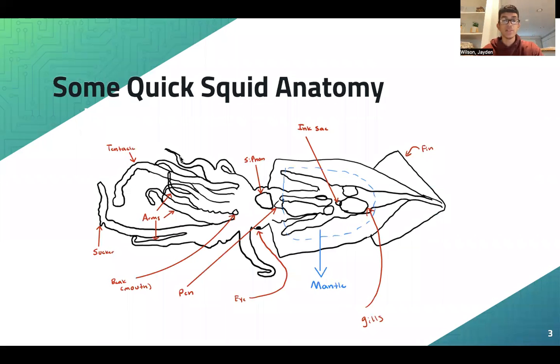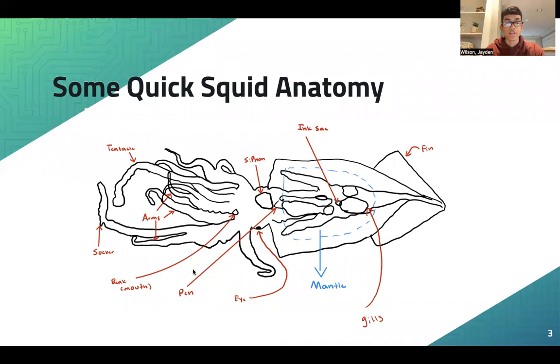So some quick anatomy. This is a horrible drawing, but I did my best here. This is a drawing of a squid, and we have some of the basic structures that we were expected to know from lab. So we have our tentacles, our arms here for the squid, the suckers that they use to catch prey. This is their little beak or their mouth.